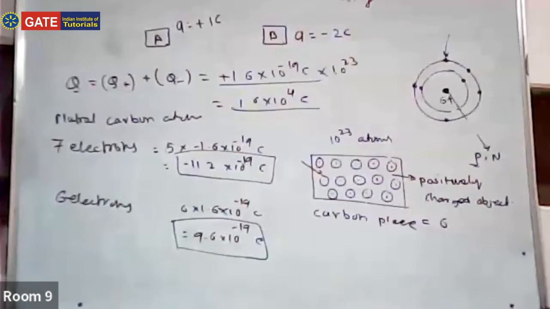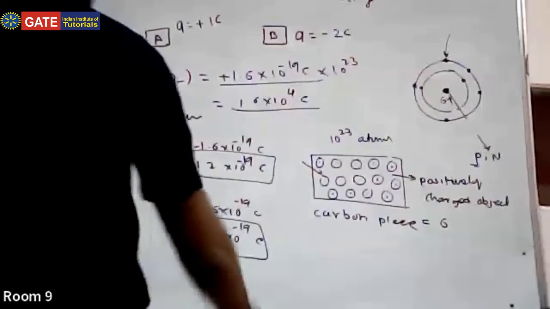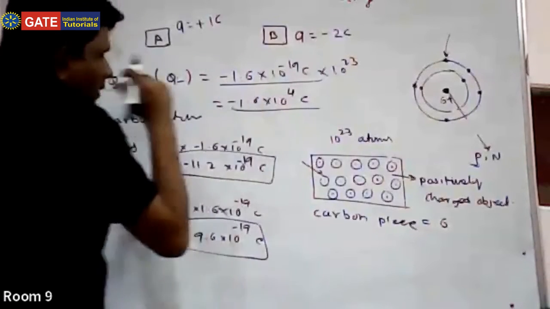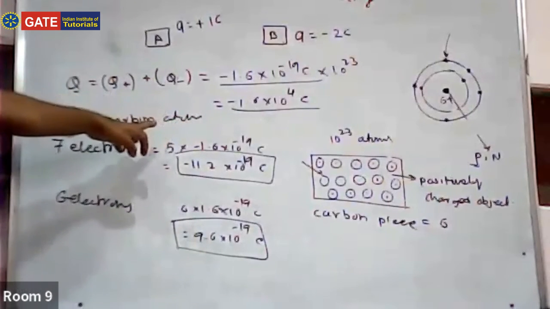So what is the total charge on this atom now? Tell me, what is the total charge? Minus 1.6. Very good. So it is minus 1.6, and now it becomes a negatively charged body.